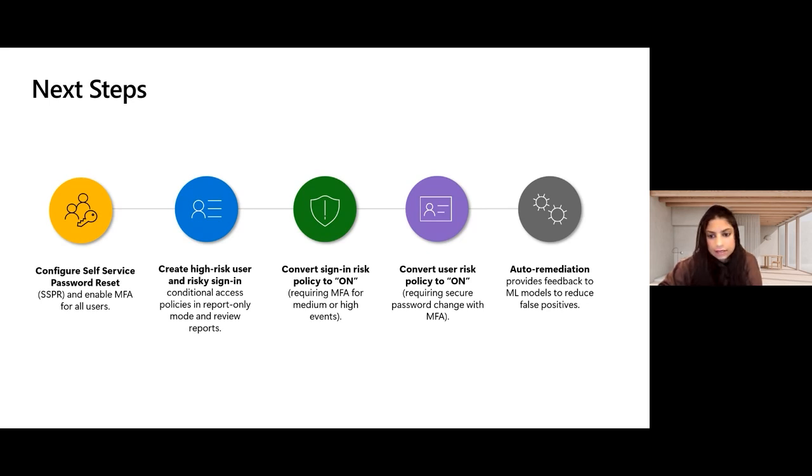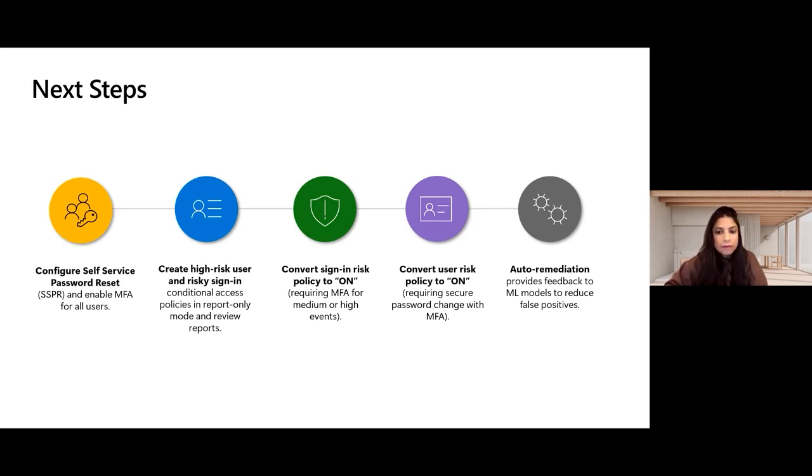Use the impact analysis report to further understand your data. Now you can convert your sign-in risk policy to on, similarly to what we showed in the demo. Once you've gathered enough data, switch the policy to on, enforce MFA for medium or high-risk users, and similarly switch the user risk policy to on and require secure password changes with MFA for high-risk users.